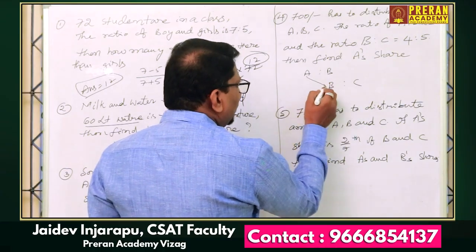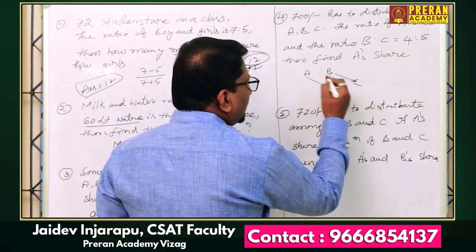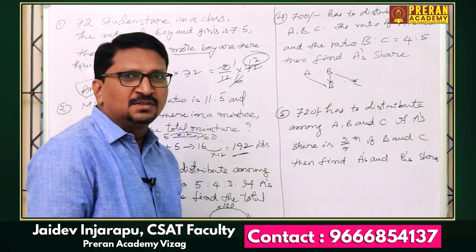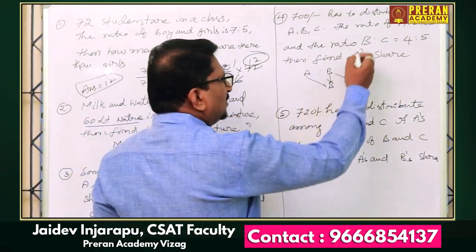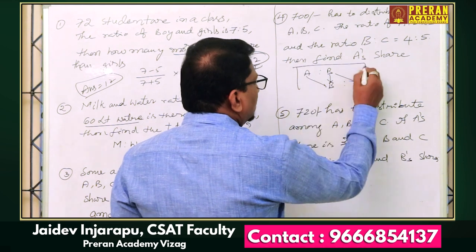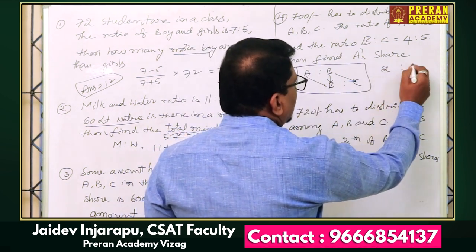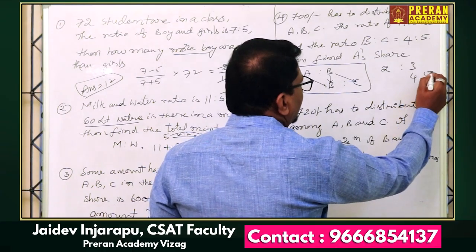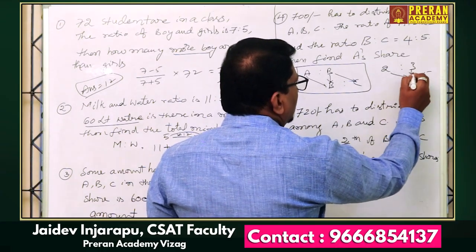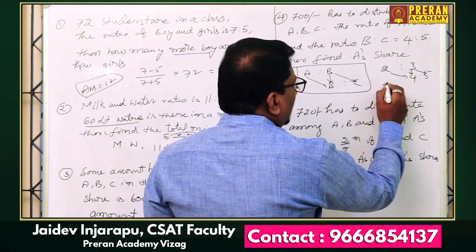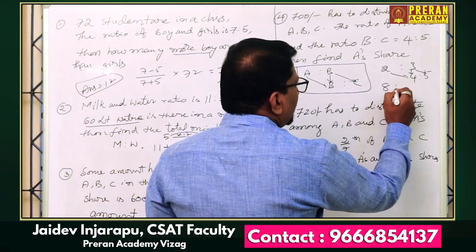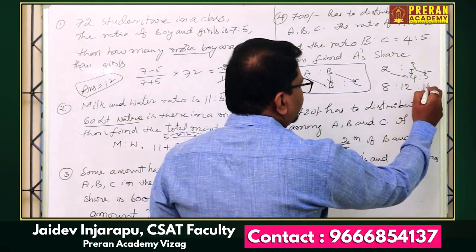I told you in the very beginning of the class, if there are two ratios, how we are going to calculate that. So the same way, I told you the shortcut, you apply the same. So 2 is to 3 and then 4 is to 5. So the ratio will be like this, 8 is to 12 is to 15.